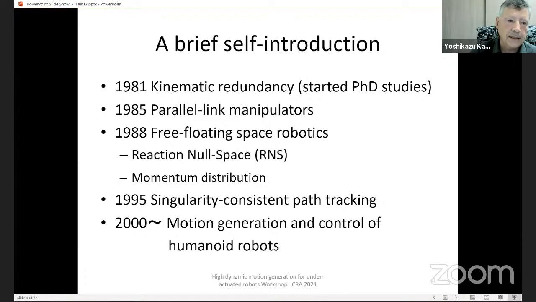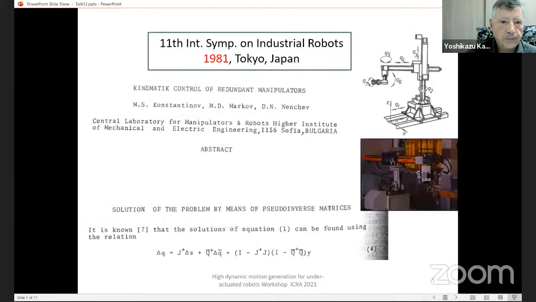One is kinematic redundancy, one is parallel link manipulators, another one is about the free-floating space robotics. Then I will talk something about singularities, so the so-called singularity consistent path tracking, because this is also important in whole body motion generation. And finally, about the main topic of today's talk, motion generation control for humanoid robots.